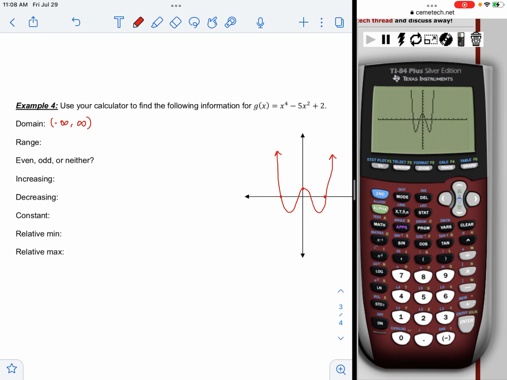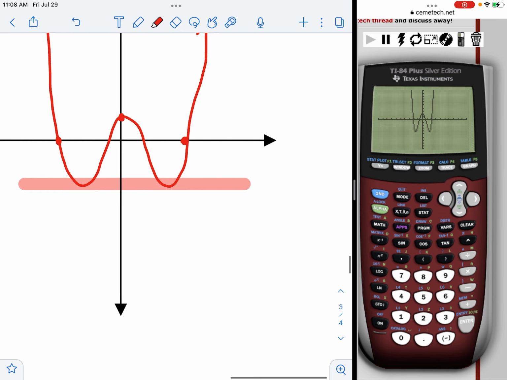Now I need my range. I need the lowest my y values go. So this is the lowest the y values go. So I need to know what those 2 points are right there. So what I'm going to do is get those 2 points from my calculator. I can clearly see that they're symmetric, okay? But I could also pretend like I don't know they're symmetric, okay? All right, so let's get where those points are.